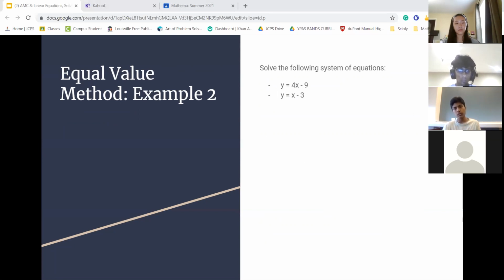Example 2. We have y equals 4x minus 9 and y equals x minus 3. I actually want you guys to solve this one, just because we went over it in the previous question. So I think you should attempt to solve this.